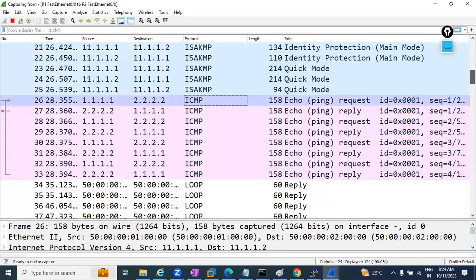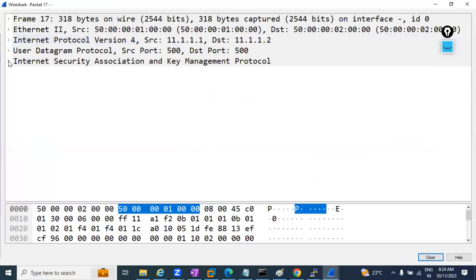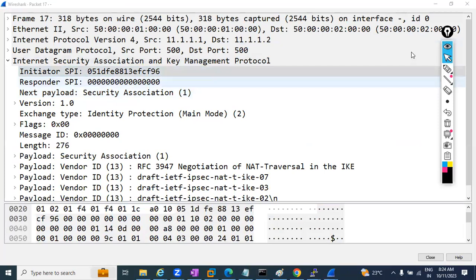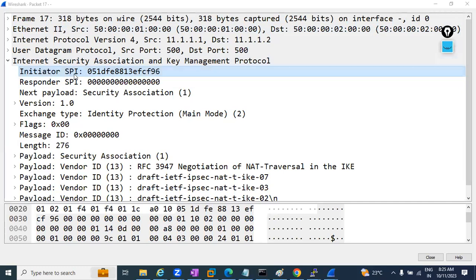So let me go back up. This is the initiator ISAKMP header, and here this is my initiator SPI. Why is my responder SPI 00 here? Because this is my message number 1. From the second message onwards, there would be some value here again, because who would calculate the responder SPI? Only the responder device would calculate the responder SPI. So this is initiator SPI and responder SPI.